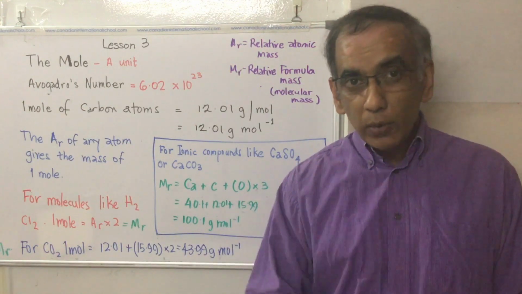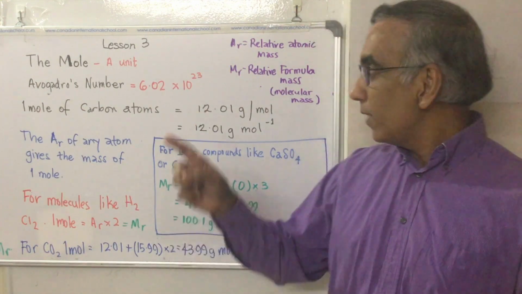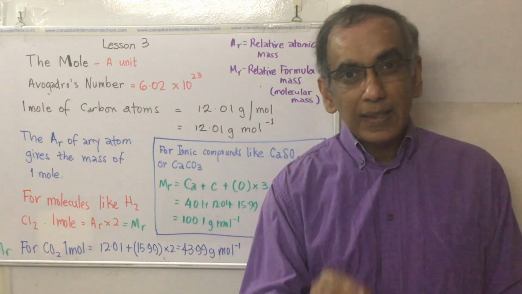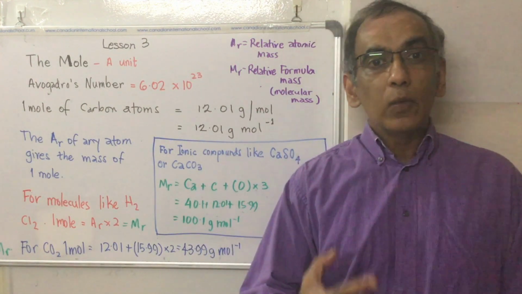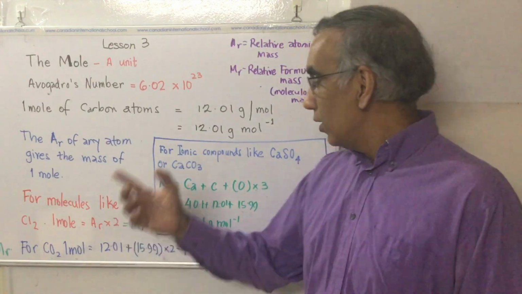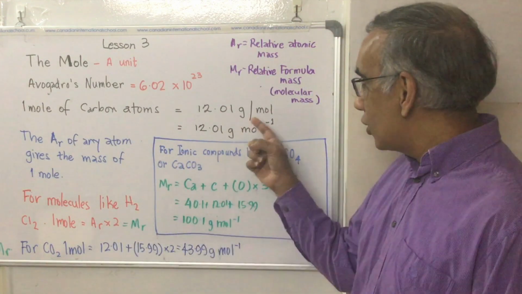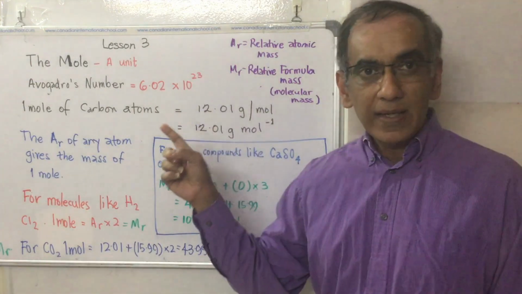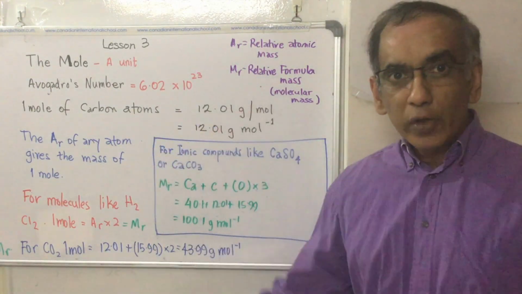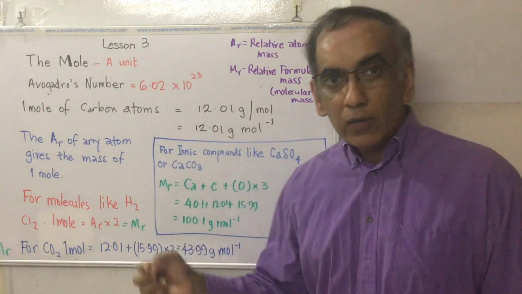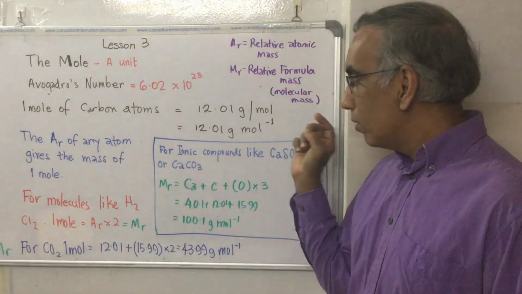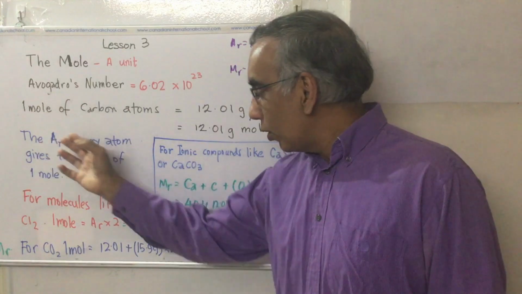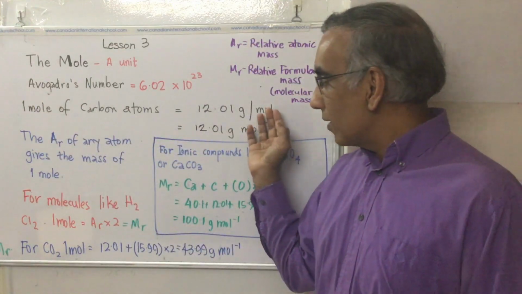It is simply a unit, and that unit is made up of 6.0 by 10 to the power of 23 of anything. And if I asked you to give me 1 mole of carbon atoms, you would go to the periodic table and check the relative atomic mass of carbon. And then you would bring me 12.01 grams and say 12.01 grams makes up 1 mole. So that is what we would call the relative atomic mass of carbon.